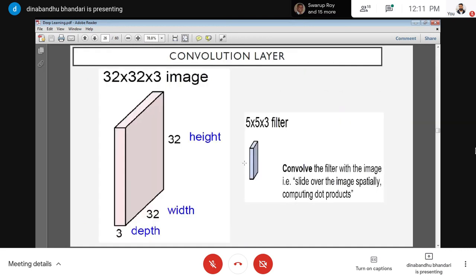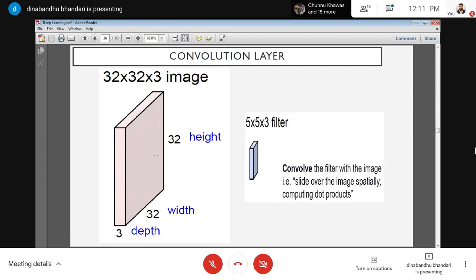Now, what is a convolution layer? For example, I have taken a simple image input, which is 32 by 32, and it is a color image, so the depth will be 3. So you have height, width, and depth. We can consider it as 3 two-dimensional images you are feeding, the RGB components, each pixel will have. So this is 32 by 32 by 3.